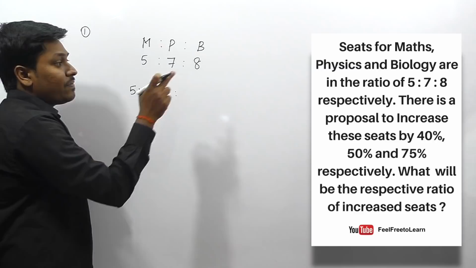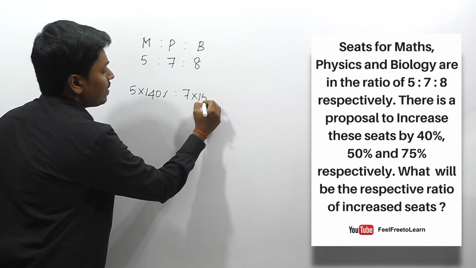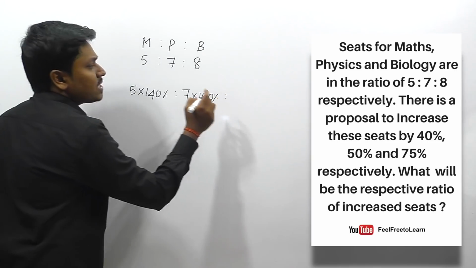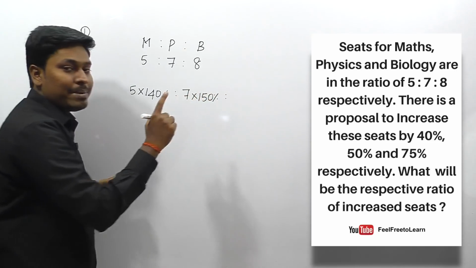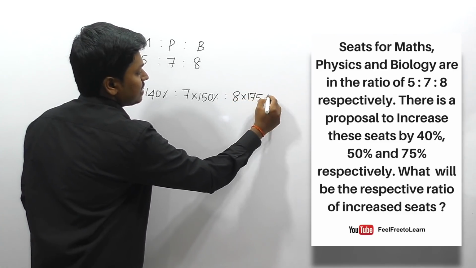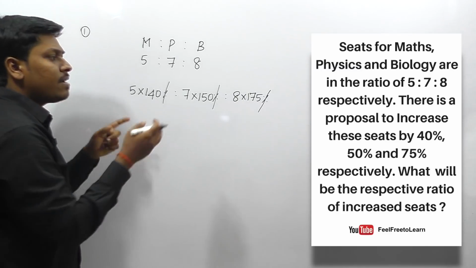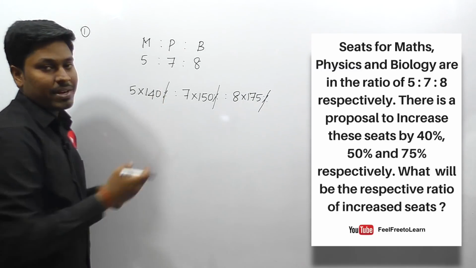Next is physics. Physics should be increased by 50%, so this can be written as 7 into 150%, right? And the last will be biology. Biology should be increased by 75%, so biology can be written as 175%. Now we can directly cancel the percentage, and our target is to find the new respective ratio, right?